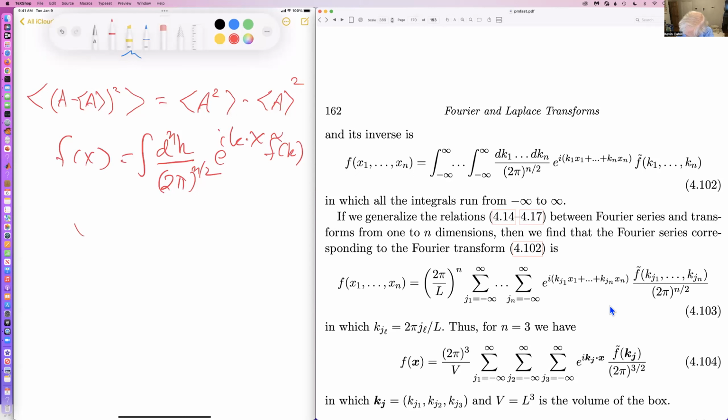Anyway, here x is x1, x2, and k is k1, k2.